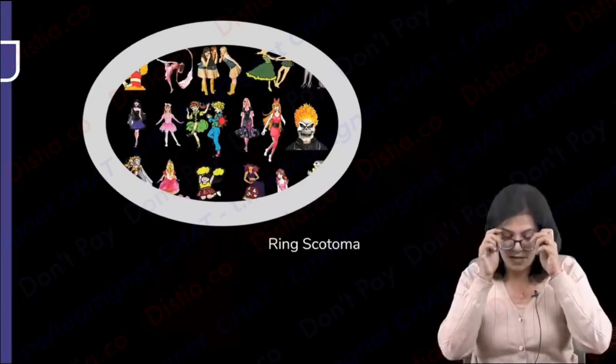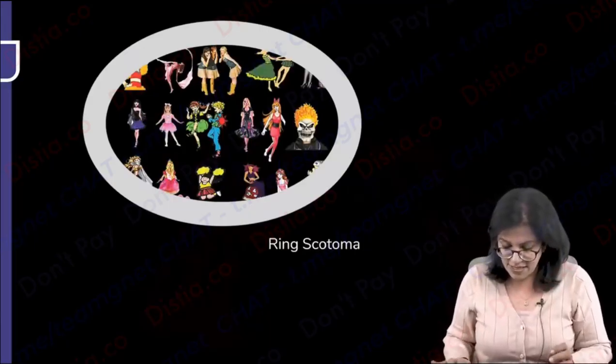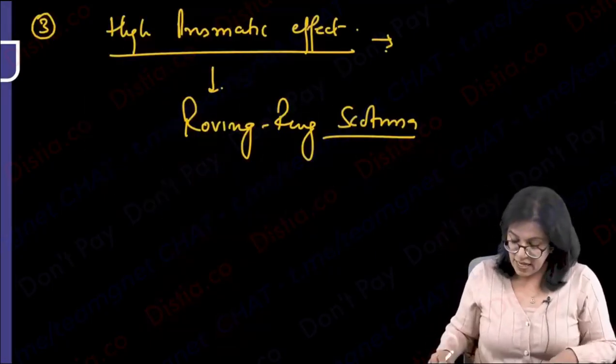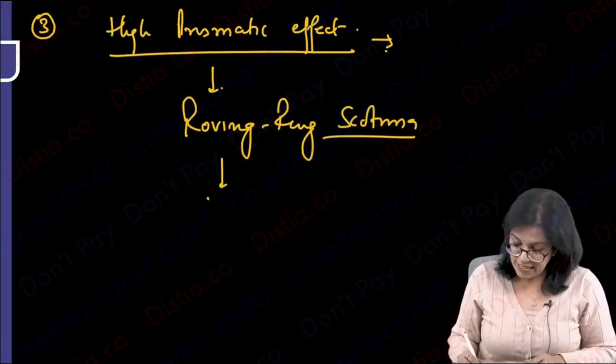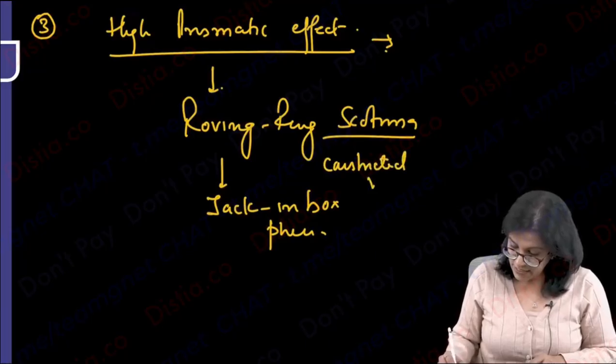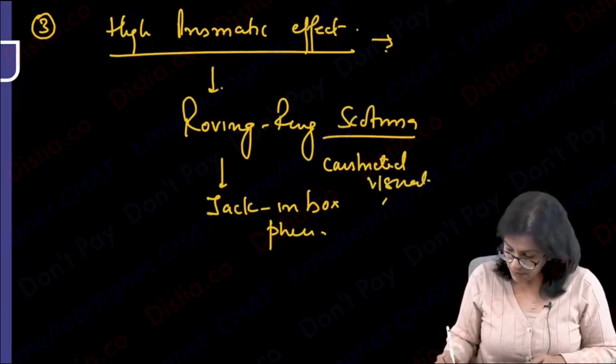Now the second is out of sight. So this getting out of sight, due to this constricted visual field, I'm not able to see two people together here. This is what is called the Jack-in-the-Box phenomenon. It's based on a toy. So this is the Jack-in-the-Box phenomenon. Okay, so we are going to write this. This roving ring scotoma will later lead to Jack-in-the-Box phenomenon. This is causing a constricted visual field, and this is going to lead to Jack-in-the-Box phenomenon.